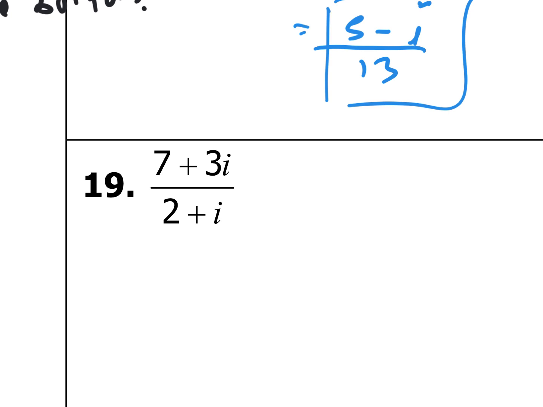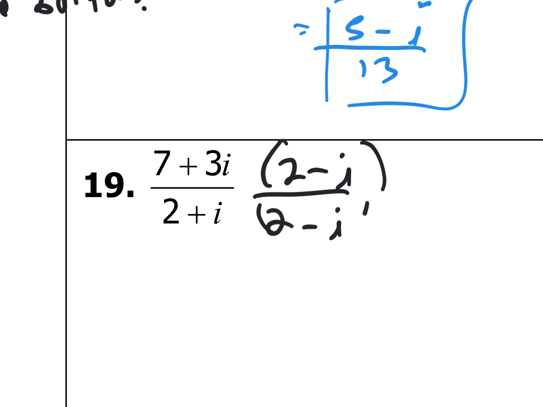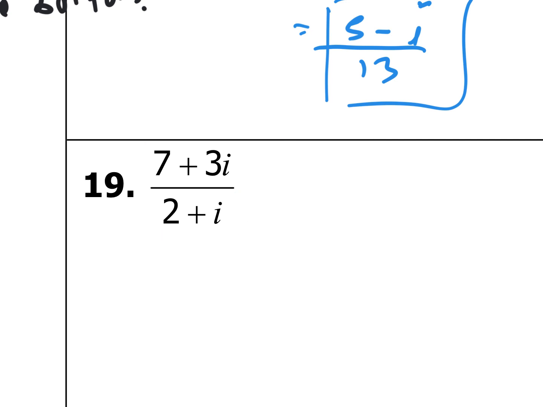The conjugate of the bottom. What is the conjugate of the bottom? 2 plus i. 2 minus i. Very good. So 2 minus i over 2 minus i. Now, since there's a parenthesis around it for a reason, I better go over here and put parentheses around the other ones too. All right, I feel better. Now it looks like reality, okay?